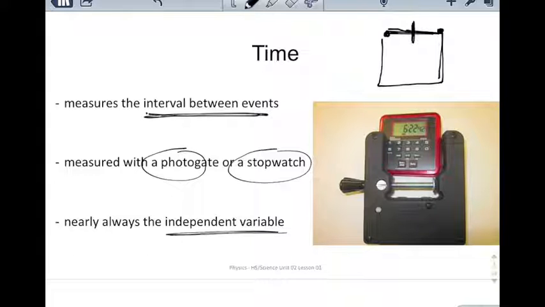Now when you look at time, time is almost always considered to be the independent variable. The reason why time is the independent variable is you can't change time. Time either passes or it doesn't. You can't say, I'm going to slow time down, or time's going to go backwards. You can't do that. So because of that, time is almost always the independent variable.